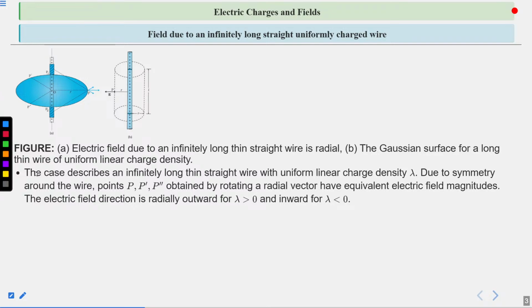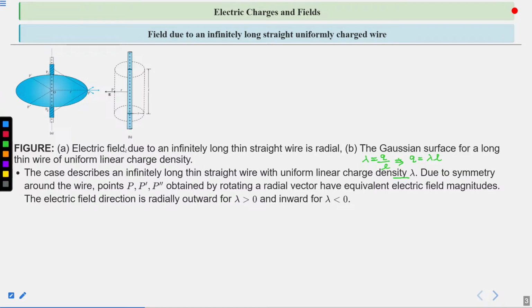The case describes an infinitely long straight wire with uniform linear charge density lambda. So what is uniform linear charge density? We know lambda is charge divided by length. So what will be the total charge? Charge equals lambda into L.